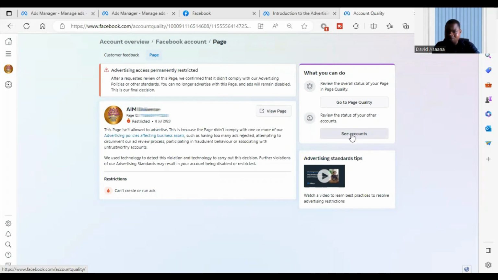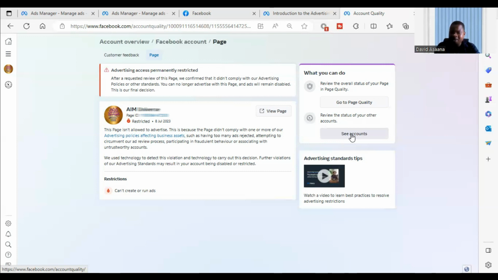I'm saying this because, when your advertising access is permanently restricted, even if you contact Mark Zuckerberg, he can't help you get it reinstated. So forget about getting it reinstated. However, your focus should be how to continue to advertise.